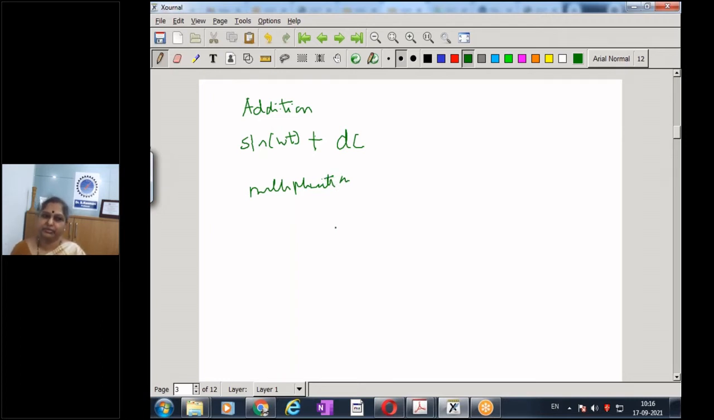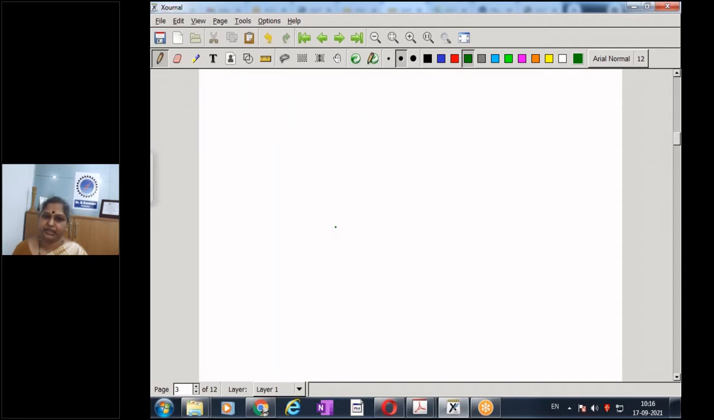Now we will take up the next example, which is differentiation of a signal. Suppose I have a signal x of t. What is the derivative of a signal, or what is differentiation of a signal? Can someone tell me what the derivative of a signal is? Suppose I have a signal x of t, yes, dx by dt.